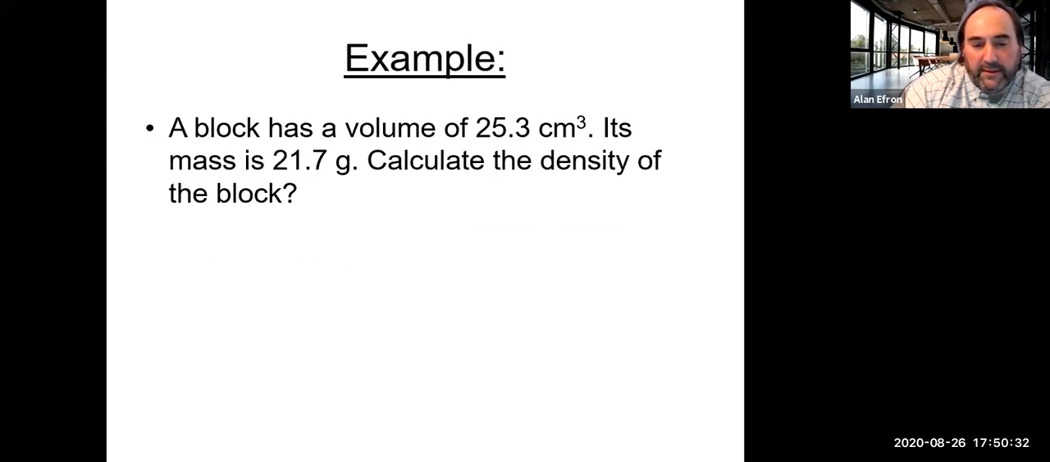All right, why don't you try one here? A block has a volume of 25.3 cubic centimeters. Its mass is 21.7. What is the density? So take a second here and calculate it.